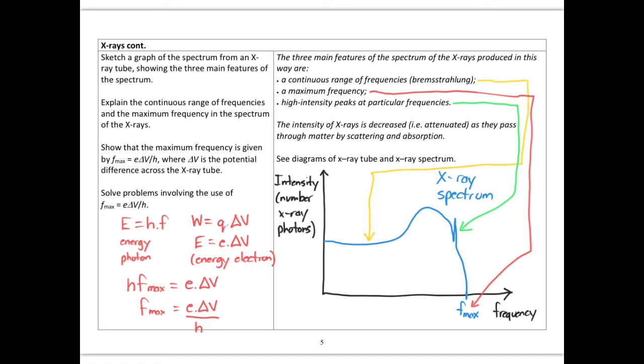Obviously, the intensity of X-rays is decreased, or attenuated is the fancy word for decreased, as they pass through matter by scattering and absorption. So the way that we can see with an X-ray is the X-rays, as they go through our bodies, get scattered or absorbed by things particularly like bones. So they can't travel through those, but they can travel through the fleshy parts, and that lets us build up an image of our skeleton and our internal parts. We're going to cover that more in the next slide.